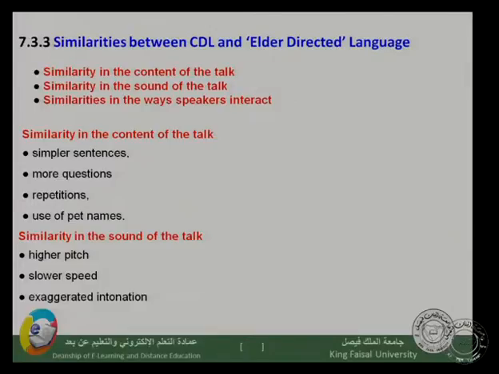So let us first consider similarity in the content of the talk. The similarity in the content of the talk is represented by simpler sentences, where if you are talking to an old man or you are talking to a young child, you need to use simpler sentences, sentences which are not complicated, sentences that a child can process and an old person or a person who is over 65 can easily process.